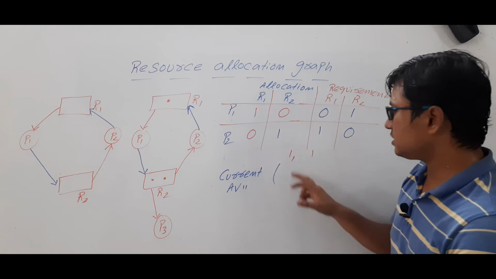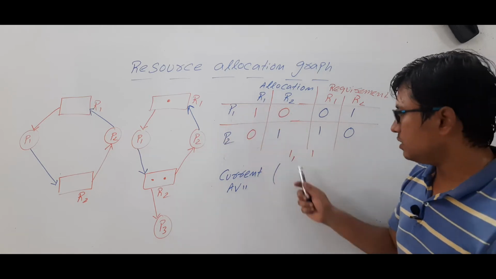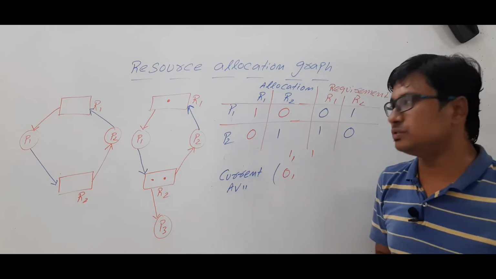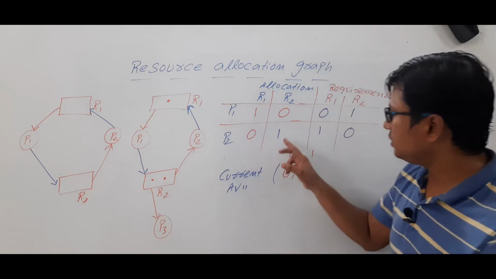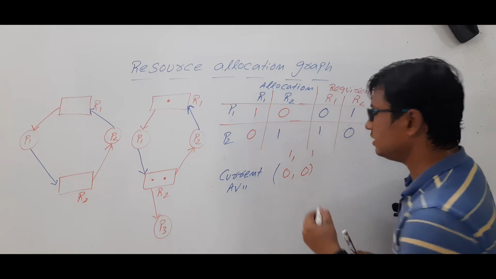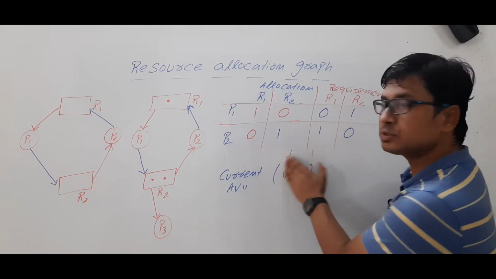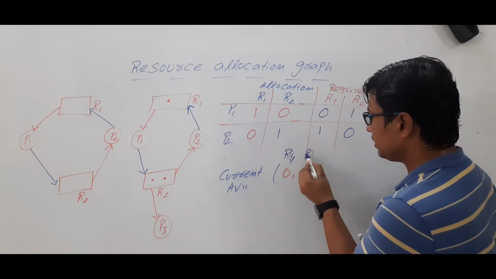Out of the one instance of resource R1, one is already allocated to P1. So the current availability of resource R1 is 0. Similarly, you have one instance of resource R2 that has been allocated to P2. So the current availability of resource R2 is also 0. I hope you got this point. So the current availability is 0, 0 for R1 and R2.